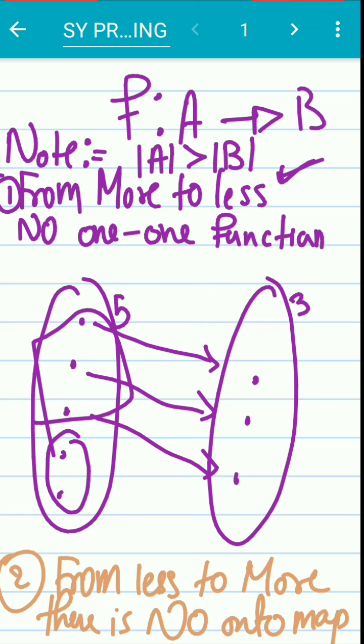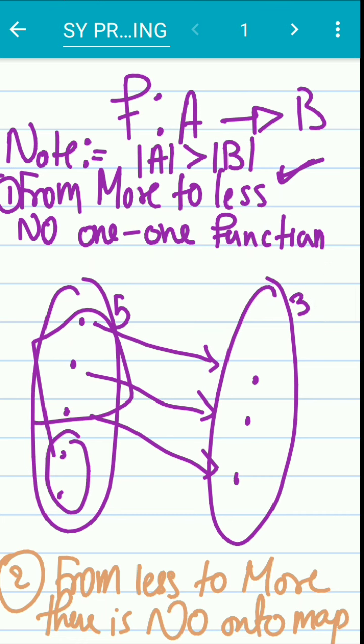Okay, this idea needs to be proved by us, but I am giving it to you guys as a note, because proving it is just by using induction. So if someone wants, they can prove that from more to less there is no 1-1 function.